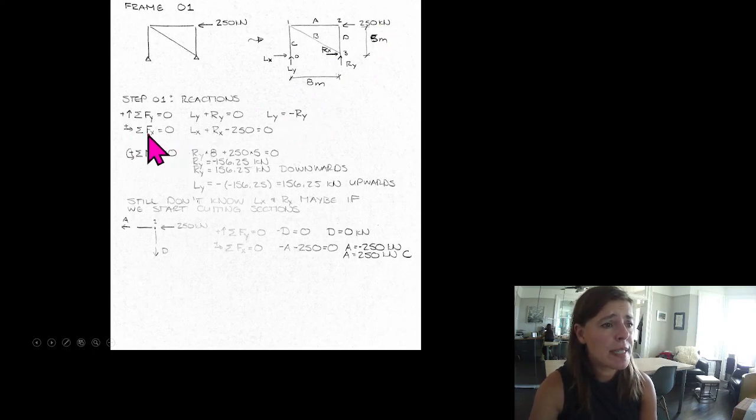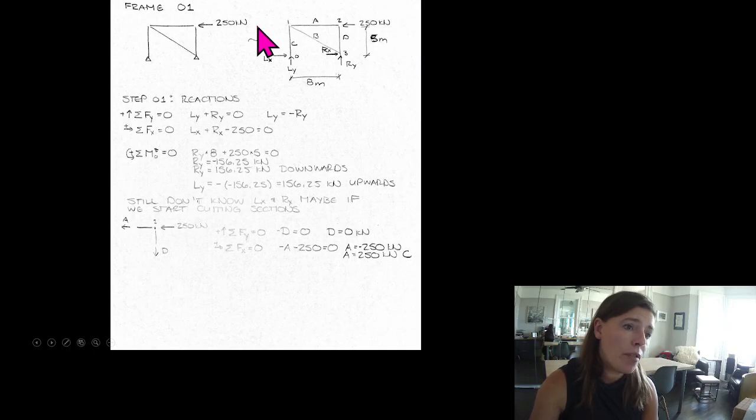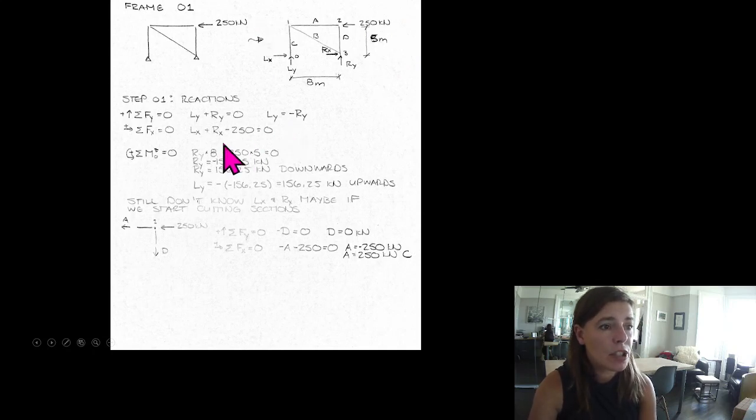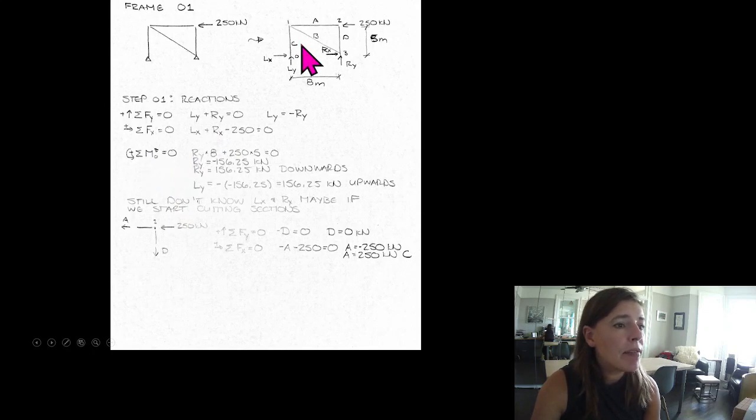Let's sum our forces in the x direction. Well, we have Lx in this direction and Rx in this direction, and we have 250 kilonewtons in the negative direction. It doesn't look like there's much more we can do with that. We've got 2 unknowns here. Okay, we have one more equation that we can use.